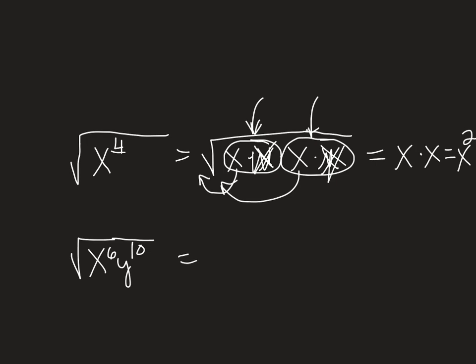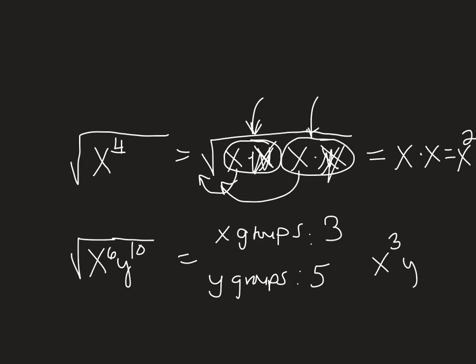So for this one, how many x groups am I going to have, and how many y groups? Well, for my x groups, I'm just going to take the exponent that's on x and divide it by 2. So I'll take 6 divided by 2. That means I'm going to have 3 groups of x's. And 10 divided by 2 for my y's, I'm going to have 5 groups of y's. And from each group, 1 is going to escape. So really my answer means there are going to be 3 x's that escape and 5 y's that escape. Okay, so that's the gist of how we're going to go about doing this.